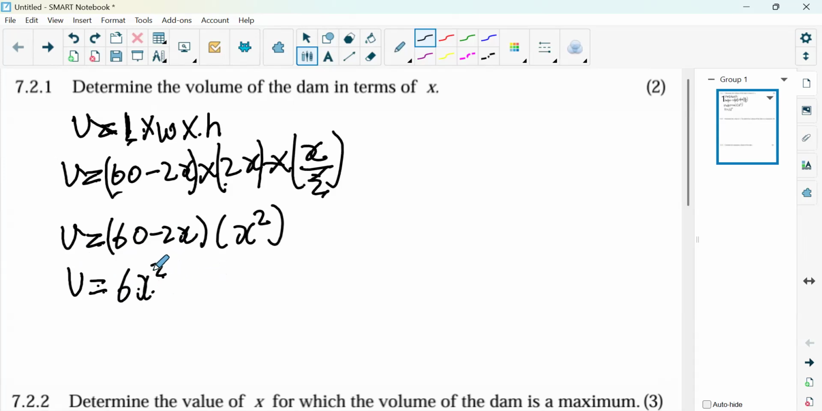X multiplied by minus 2x is minus 2x cubed. Now, that's straightforward, there was nothing special here. They're going to give us 2 marks for this.